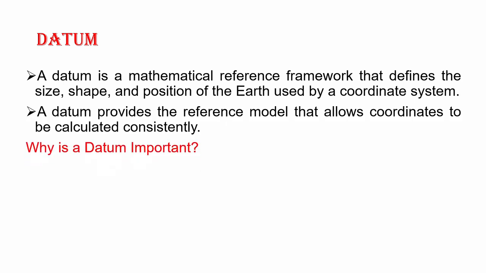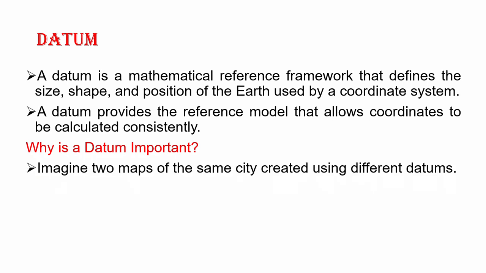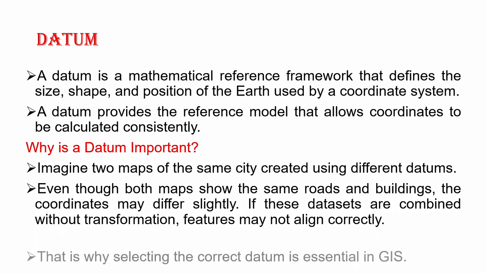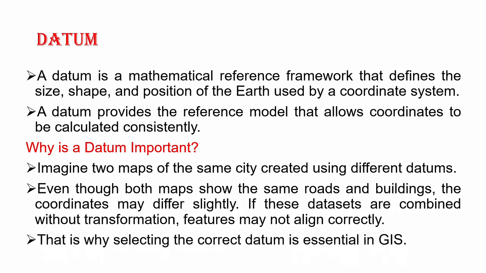Why is a datum important? The question arises. Imagine two maps of the same city created using different datums. Even though both maps show the same roads and buildings, the coordinates may differ slightly. If these data sets are combined without transformation, features may not align correctly. That's why selecting the correct datum is essential in GIS.